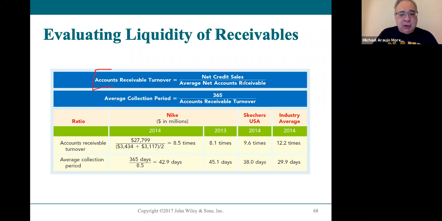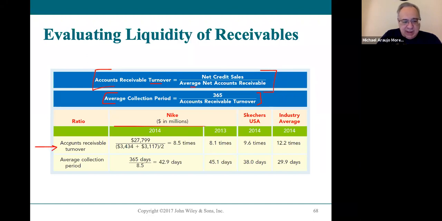The accounts receivable turnover rate is simply the net credit sales divided by the average net accounts receivable. So beginning accounts receivable plus ending accounts receivable divided by 2 gives you that average. Once they get that turnover rate, they can divide 365 by it and figure out how many days it's taken to collect. So let's take a look at Nike for 2014.